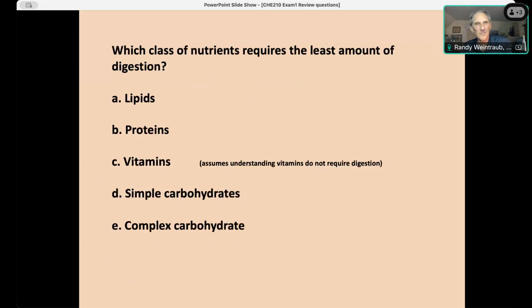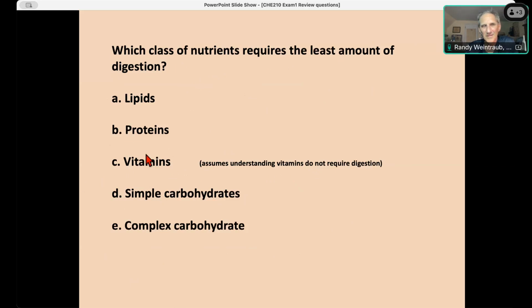Okay, just a few more I have here. Let's see, which class of nutrients requires the least amount of digestion? So I qualified this by saying assumes vitamins do not require digestion. Okay. Well, the class of nutrients.